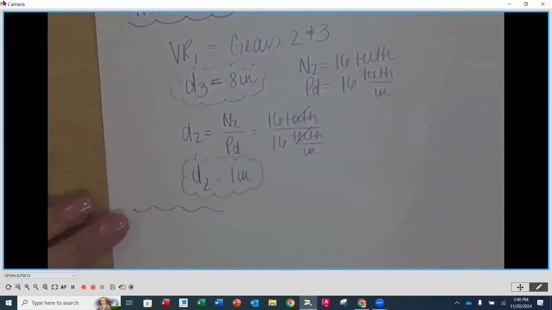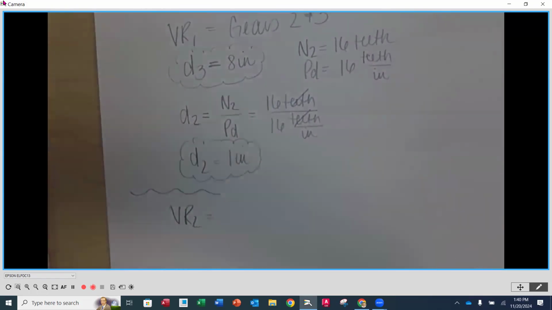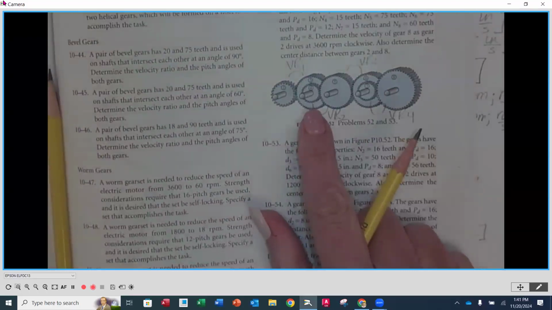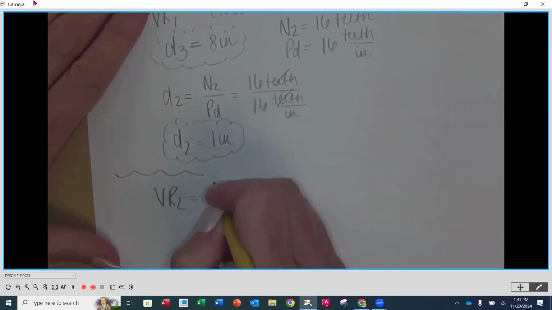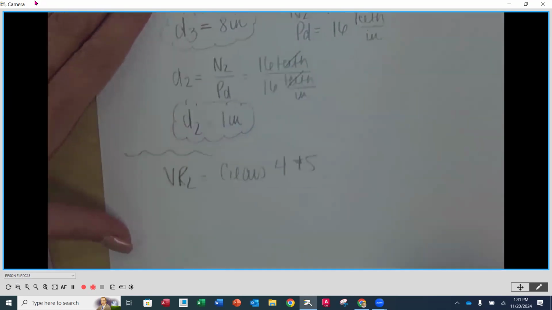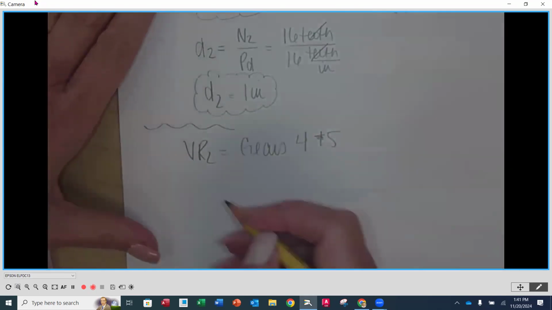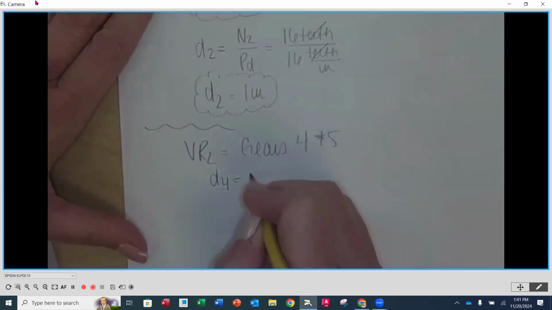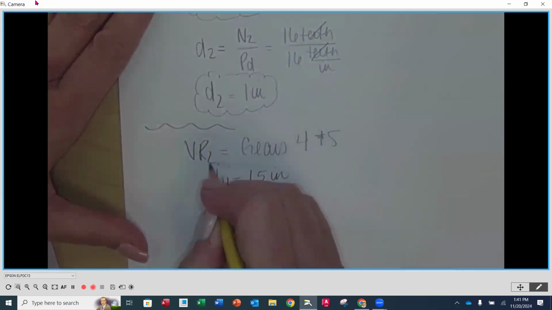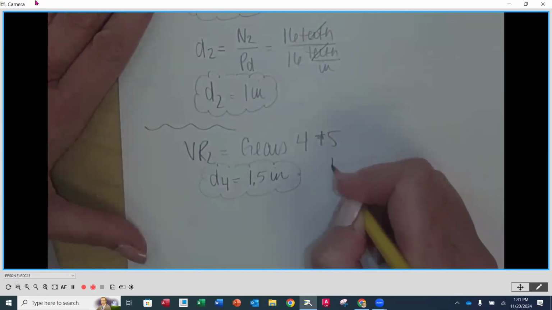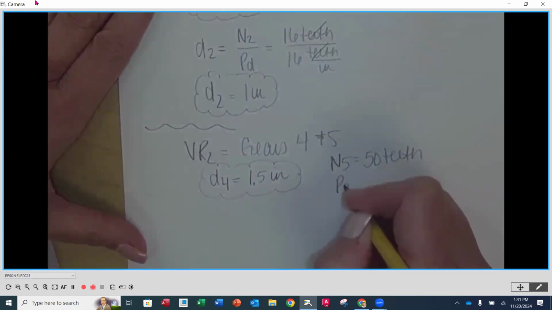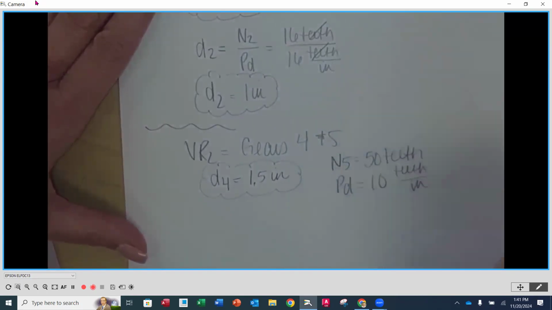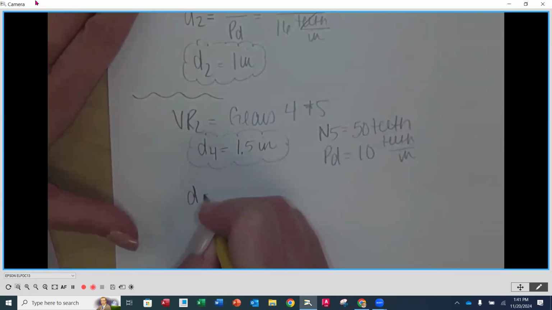Okay. Then we want to go to our next set. Our velocity ratio number 2, we look back over here, is going to be gear 4 and gear 5. Okay, gear 4 and gear 5. Okay, so let's see what we know for that one. So it looks like we know the pitch diameter number 4 is going to be 1.5 inches. Okay, so that's one that we know, which is good. And then the number of teeth in 5 is 50 teeth. And the diametral pitch is 10. Okay, so go ahead and find T5.